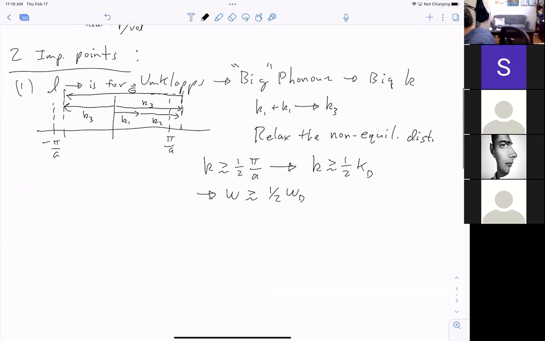That's the concept. Okay, so that's the one really important one. So these are the important ones. We only care about the big phonons, the big ones.